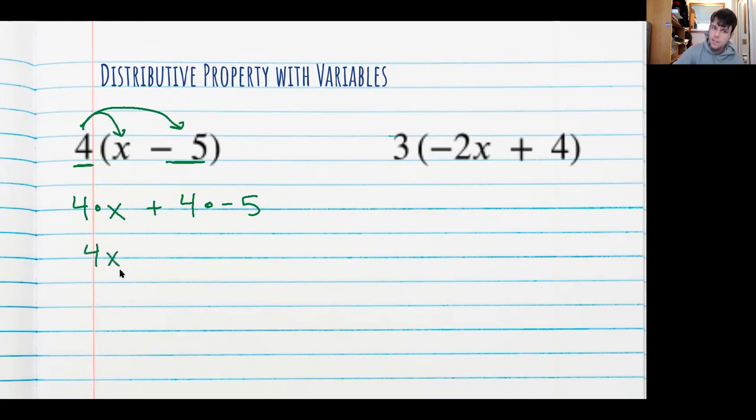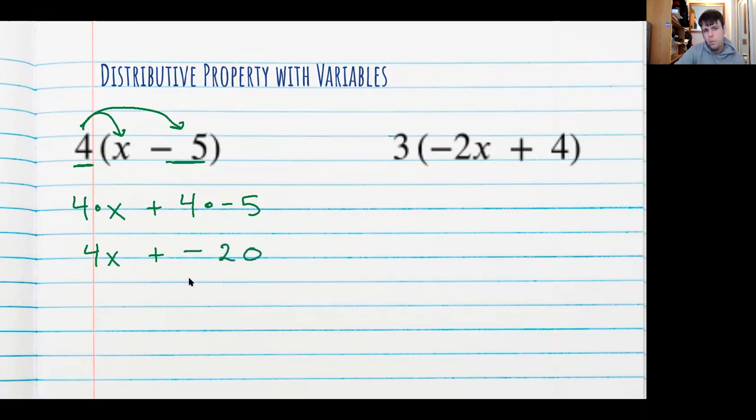4x. This really means the same thing. It still does mean these are multiplied together. Okay, plus. And now 4 times negative 5. 4 times negative 5 is negative 20, right? 4 times 5 is 20, and since one of these is a negative, we're going to get negative 20.